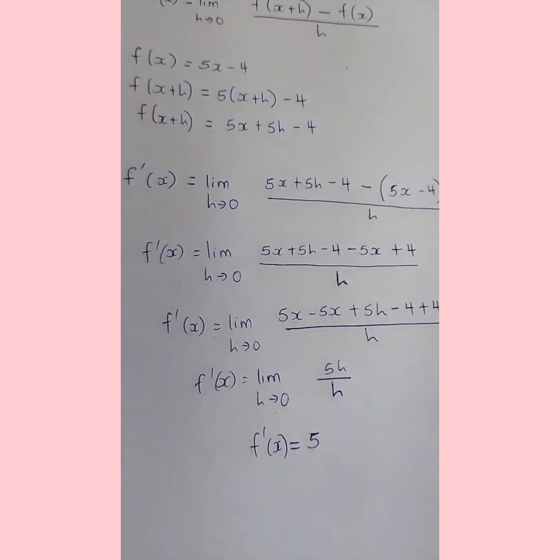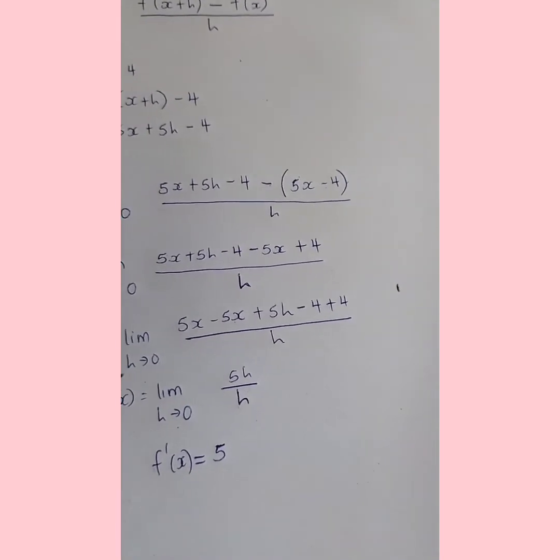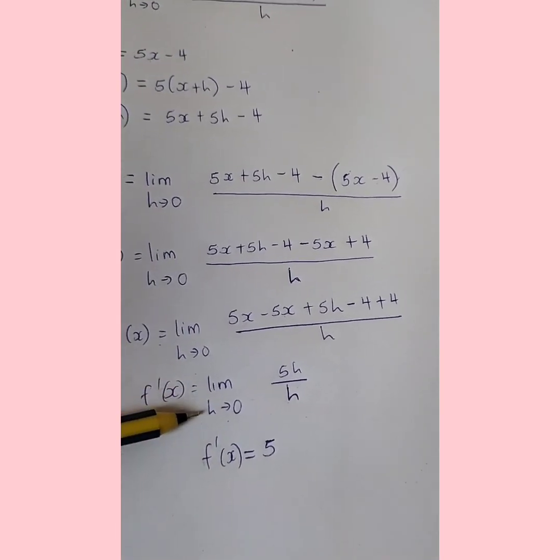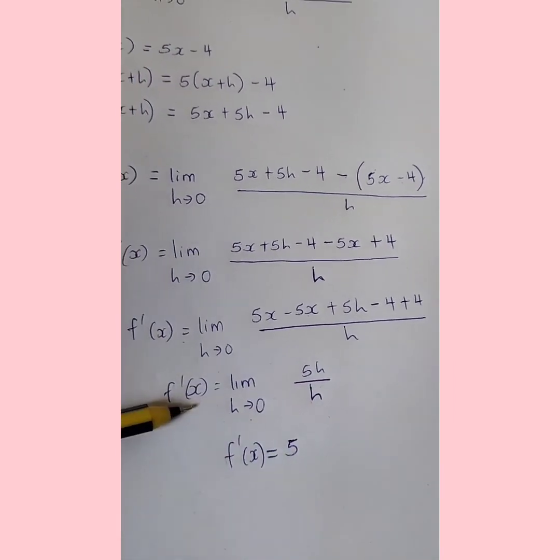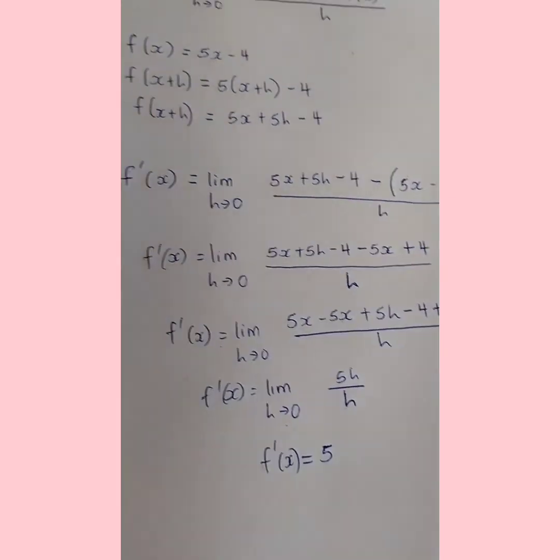I hope everyone has understood. Here, for the limit as h approaches 0, since h and h have cancelled, we just remain with 5. So that's it.